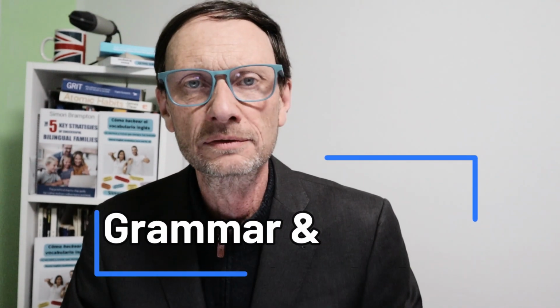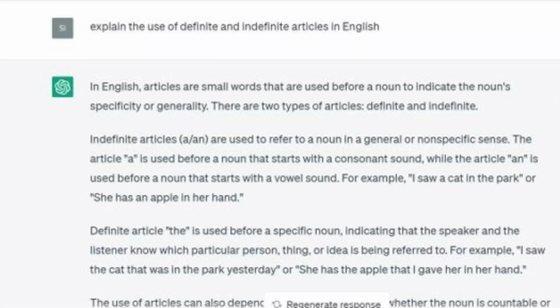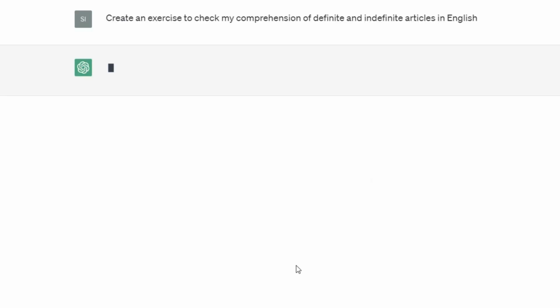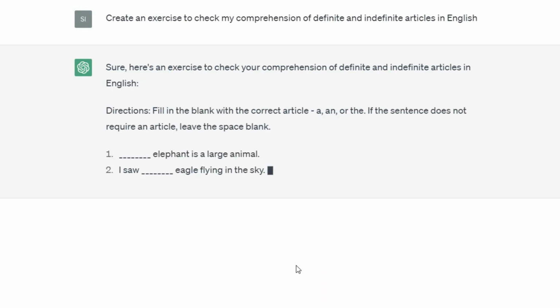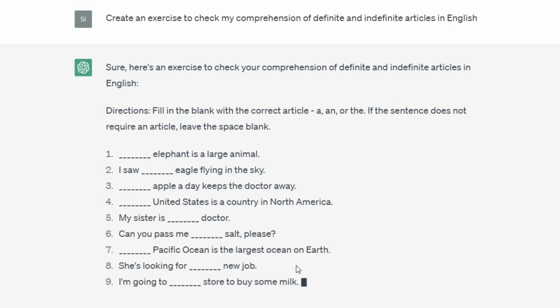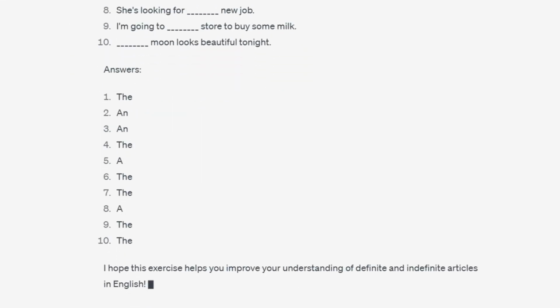So what about learning language, learning grammar? Well, I asked it to explain definite and indefinite articles in English, and this was the result. Yeah, it's quite clear. That's not a problem. You could then create an exercise that tests articles, indefinite and definite articles. So you say, yeah, please create an exercise for me to check my comprehension. And that is absolutely amazing. That's something that a Google search engine can't do, obviously.